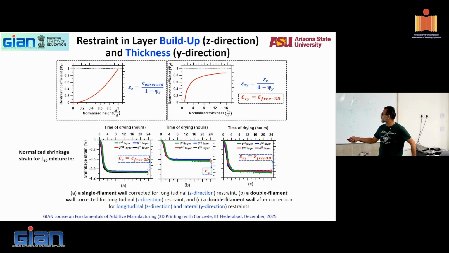So what are those restraint effects? You'll see for different specimens, this is for single filament. This is for two filament where only one direction is normalized. After normalizing for this, whether it's single filament or double filament, you resolve it finally to the same shrinkage strain, which is for the mixture.